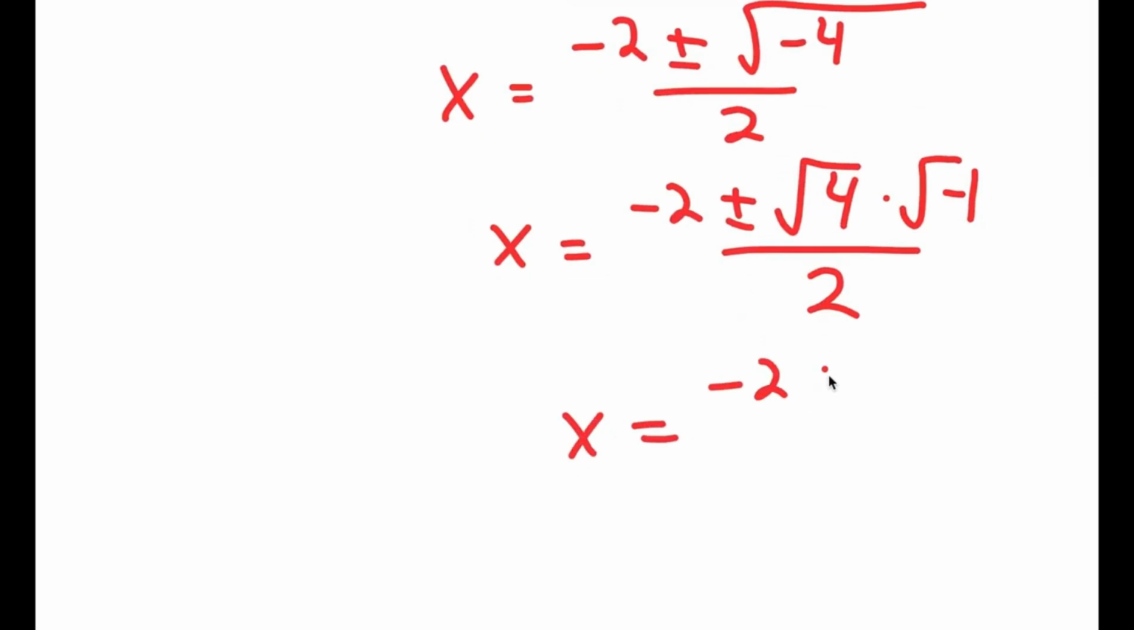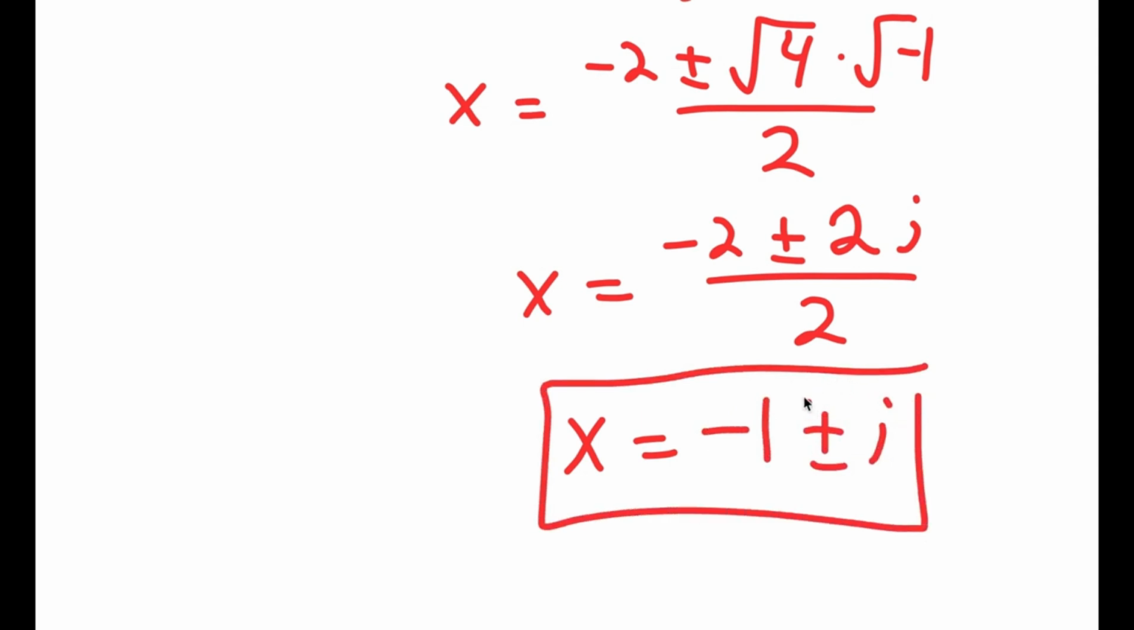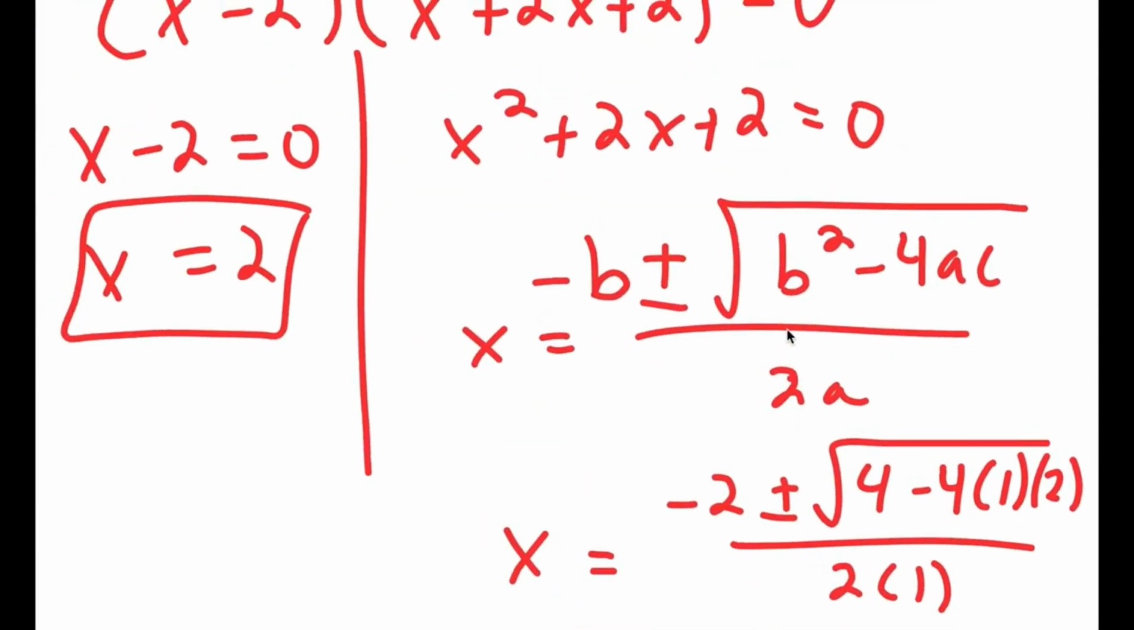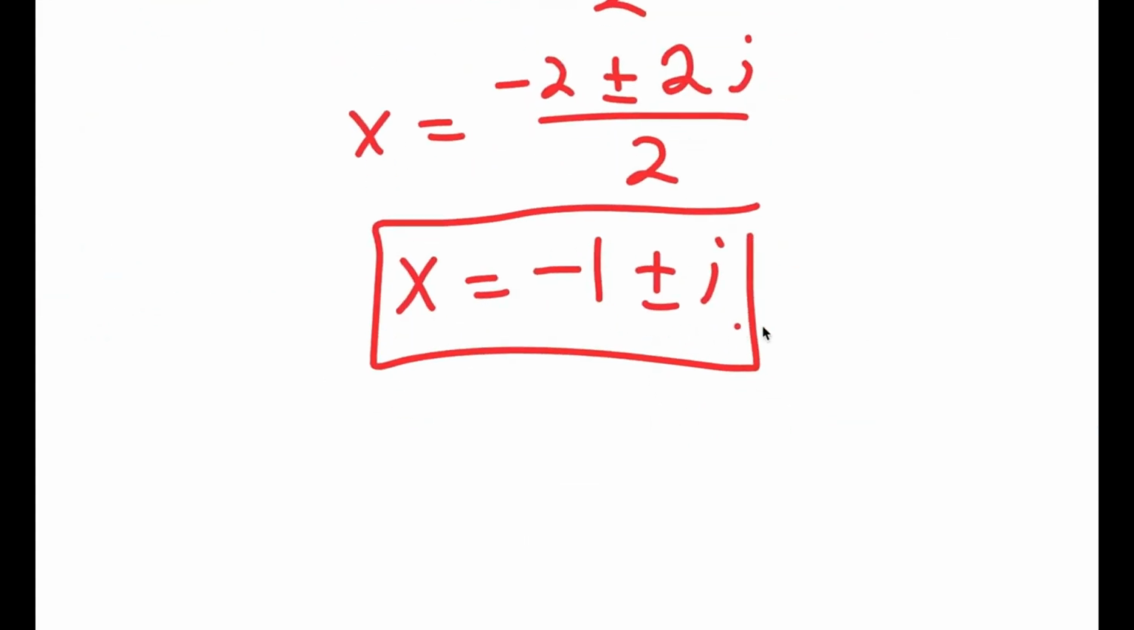Which is equal to -2 plus or minus the square root of 4 times -1 over 2, which is equal to -2 plus or minus 2i over 2. The square root of -1 is the same thing as i, which is the same thing as -1 plus or minus i. So my three solutions to the equation are x equals 2, x equals -1 plus i, and x equals -1 minus i.